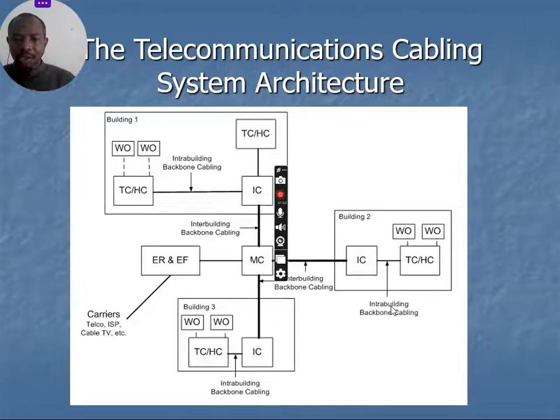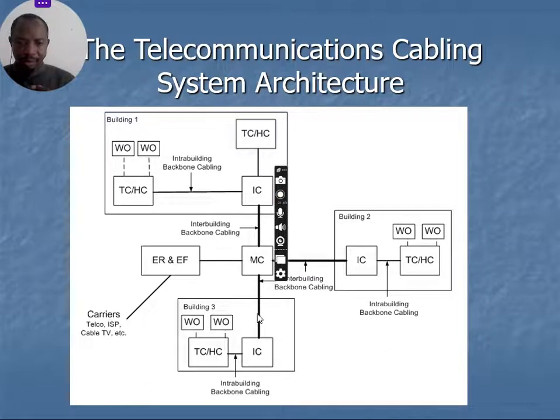And within the same building, we use intra-building backbone cable. You can see this cable is not as thick as this one. This one is the inter-building backbone cable, a thicker one to take from one building to another building. Within the same building, the cable is not as thick. From the intermediate cross connect, we take the wires to the telecommunication cable, or horizontal cross connect. From the horizontal cross connect, you take to your workstation outlets in this building.